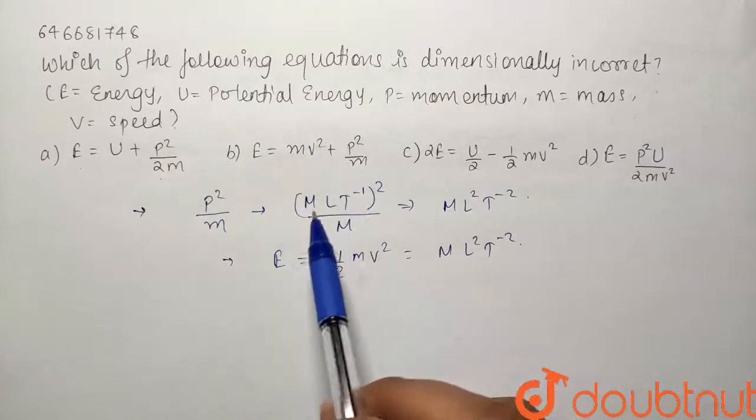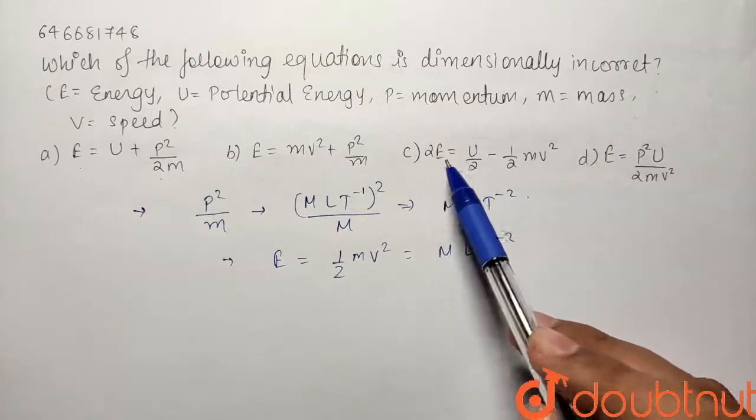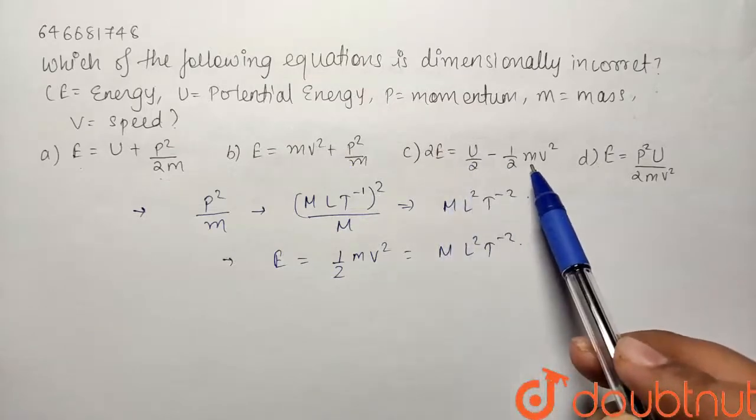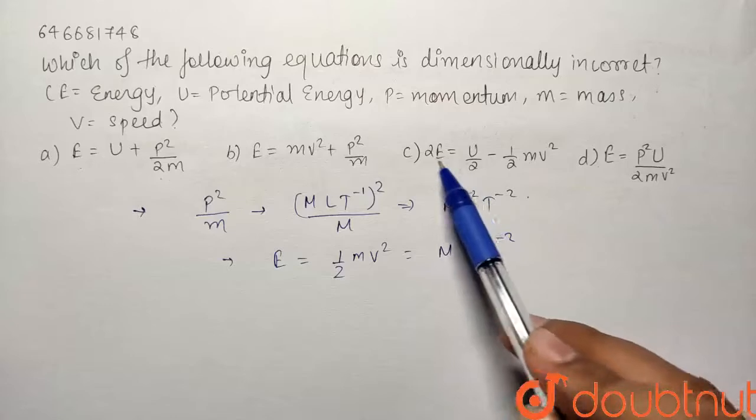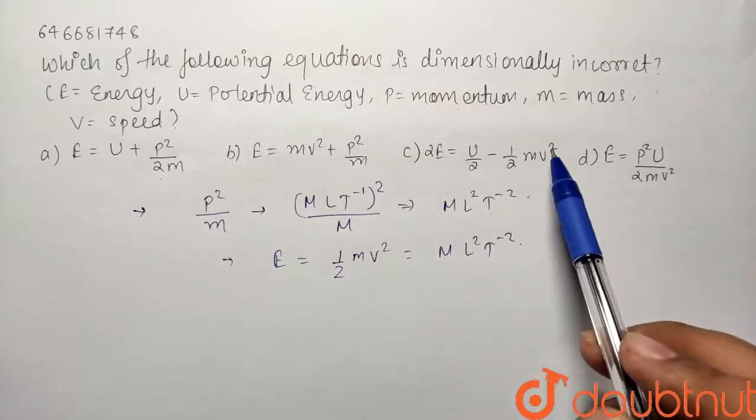Now moving on to my next option, that is option C, energy equals energy minus half mv square, that is kinetic energy. As all the terms have dimension of energy, this is also a dimensionally correct equation.